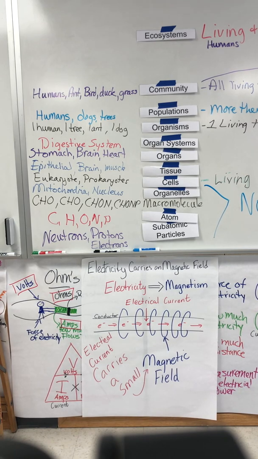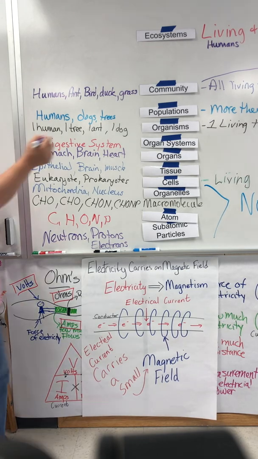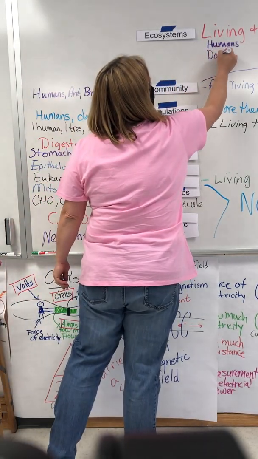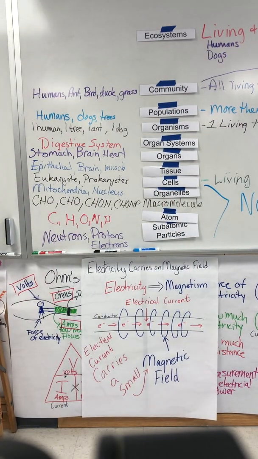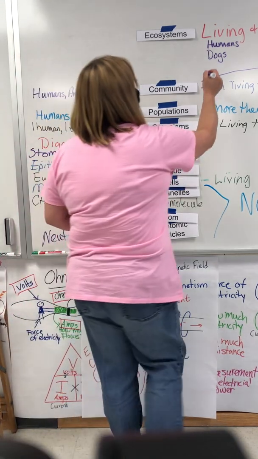Lily, what else lives in the Tri-Cities? Dogs. That's so true. I don't know what the population is, but it's big. Blue, can you give me a plant that lives in the Tri-Cities? Evergreen. Give me a different plant. Apple trees. Okay.